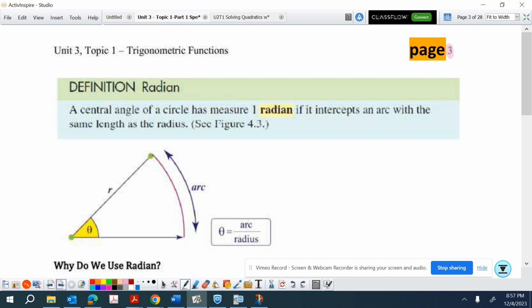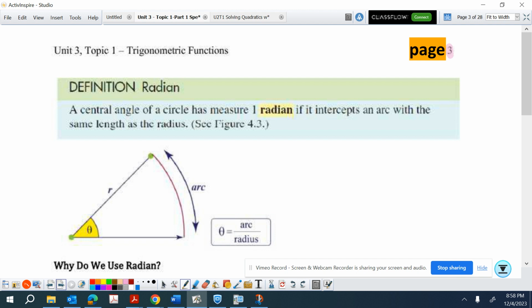Page 3 has a lot of information, but there's only a little bit that you need to know, except for memorizing that radian to degree conversion, as well as degree to radian conversion. So why do we use radians?